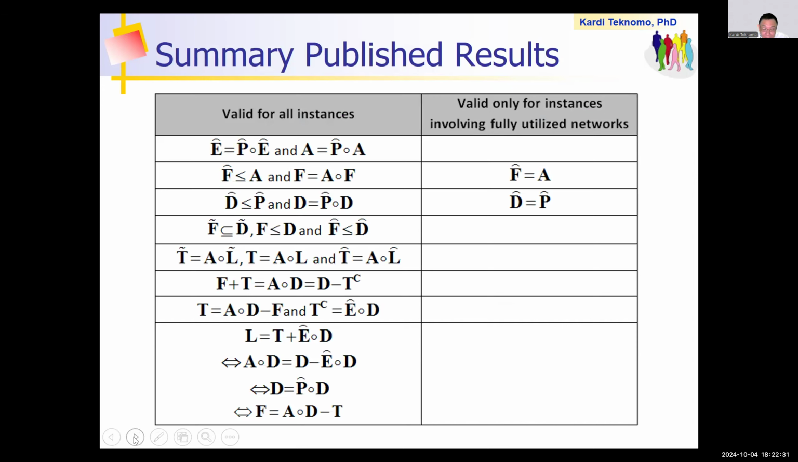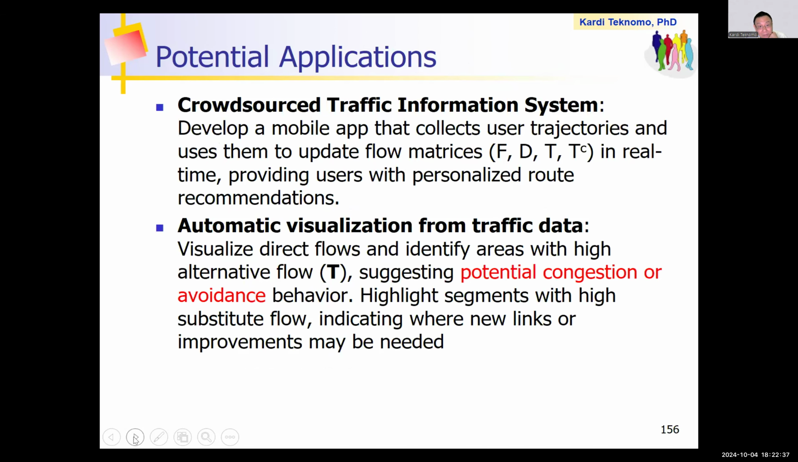And now, because last meeting you presented your project, right? I give you some ideas here. So what can we do using these 4 or 5 matrices that we have now? One is you can develop a crowdsourced traffic information system. For example, you develop an app to collect user trajectories, and then you can update this flow matrix in real time. With this, you can provide personalized route recommendation, for example.